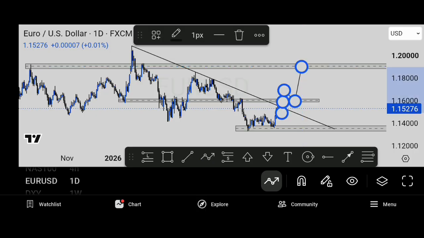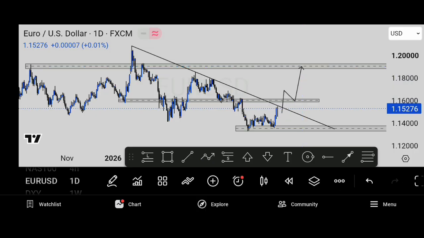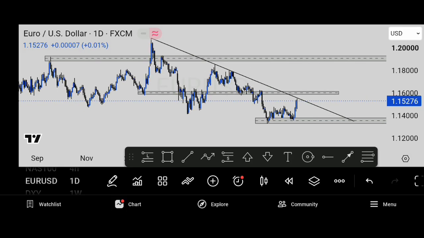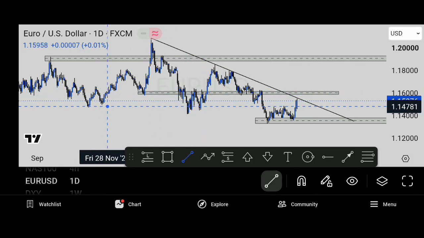So we don't know what's gonna happen, you guys. We just have to be on the lookout. All right, we just need to pay very, very close attention to what the market might do.